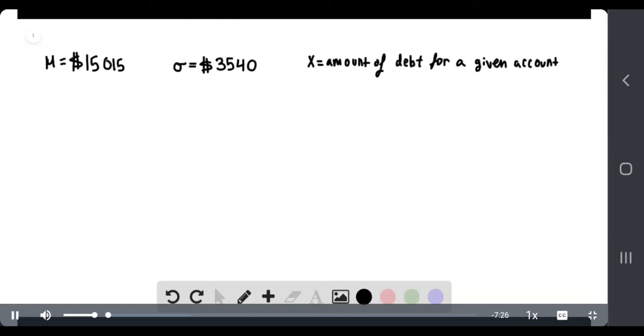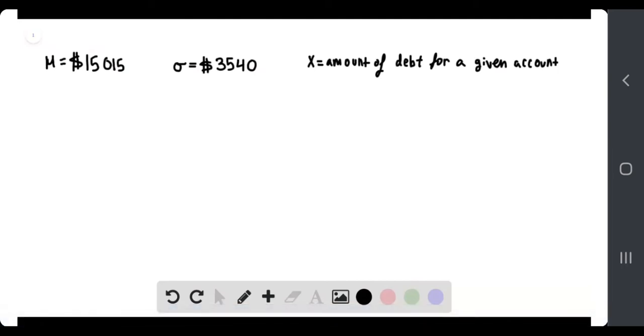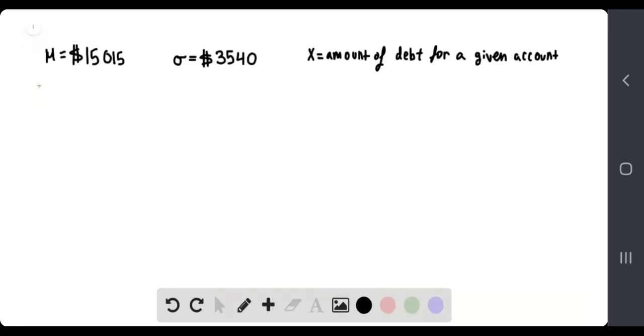Okay, so we're given that at a certain time, for borrowers with good credit scores, the mean debt in their installment and revolving accounts is $15,015. If we assume it's normally distributed and the standard deviation is $3,540, it gives us some probabilities. First off, I've taken the liberty of setting the amount of debt for a given account to be X, just for shorthand. So for part A, we need to find the probability that X is greater than 18,000.